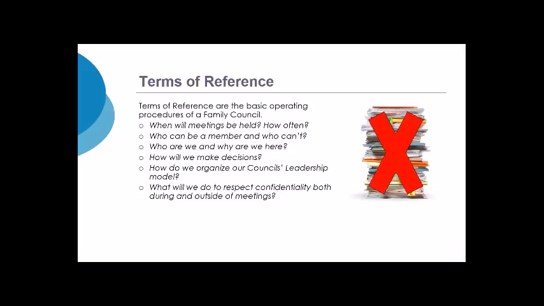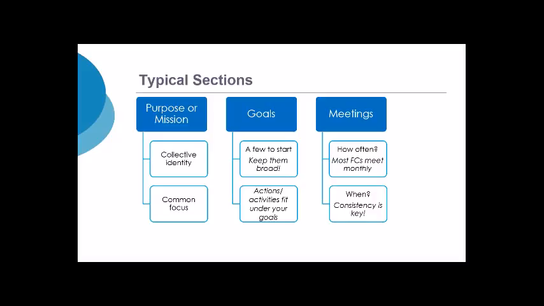It shouldn't be a huge onerous document. So what we'll see is the major categories or the major sections of information that you really need to include in that document to make sure that you're going to be on your road to success. So let's get started. You'll always start your terms of reference with the name of your council. So something along the lines of the name of the organization shall be the St. Andrews Family Council. Then you're going to move on to your purpose or mission statement.